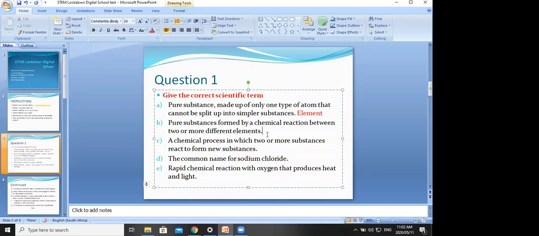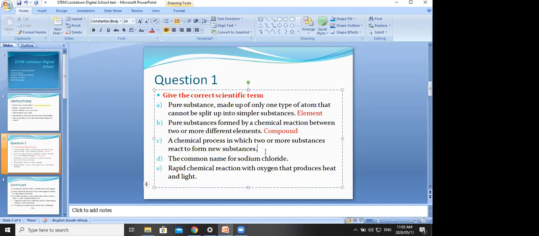Pure substances formed by a chemical reaction between two or more different elements. Diatomic. No, that will be your compound. Compound. I saw you wrote the very same thing on your answer sheet, or wasn't it you? Did you send it or you didn't? Yes, I saw you wrote diatomic there when I was marking your paper Friday.